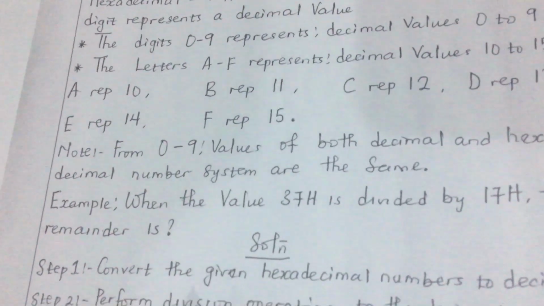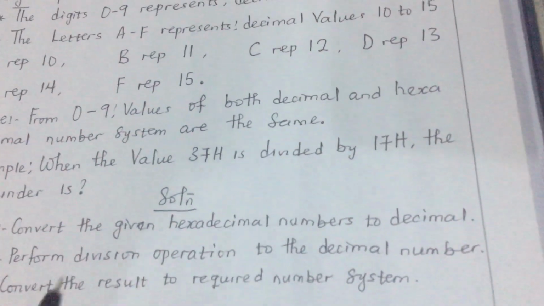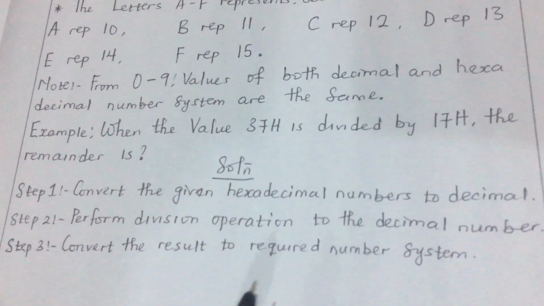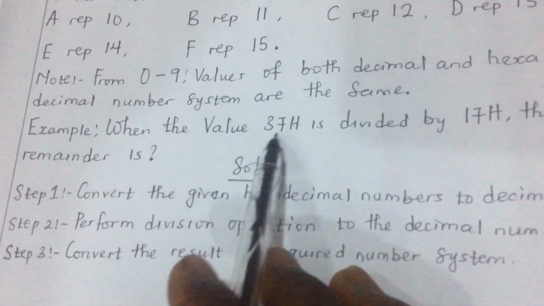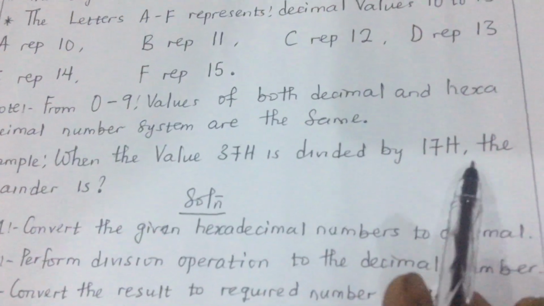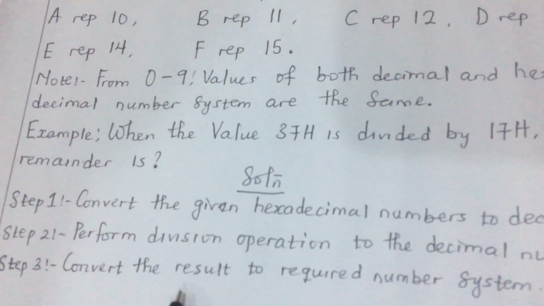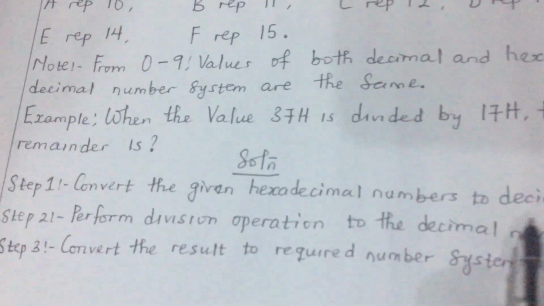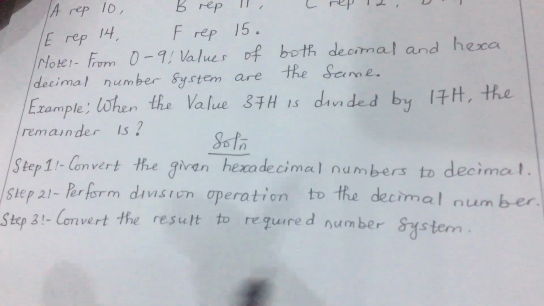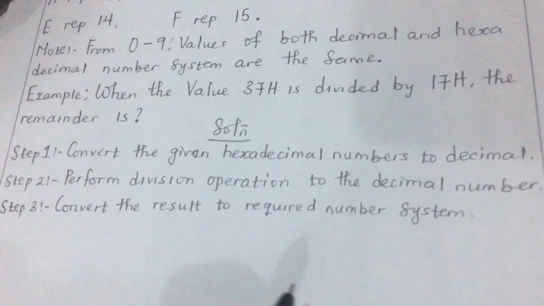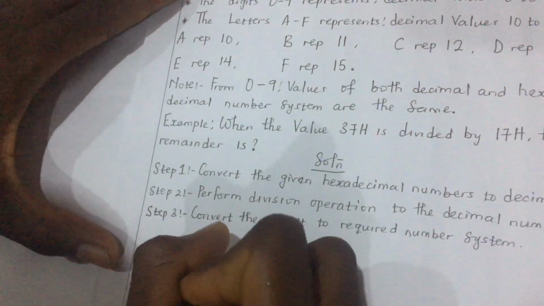So let's move into the hexadecimal division in detail, and we'll be taking an example, and I'll be giving you a step-by-step hexadecimal division process. The example states: when the value 37h is divided by 17h, the remainder is? Step 1 says convert the given hexadecimal numbers to decimal. So let's convert the given hexadecimal numbers to decimal. The first hexadecimal number we have there is 37h.